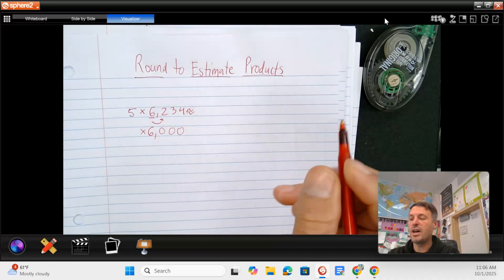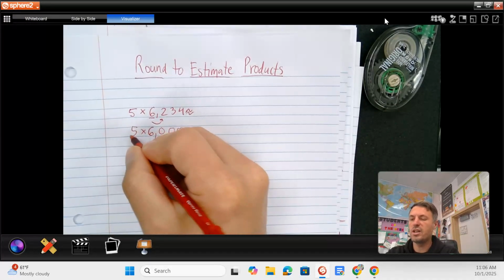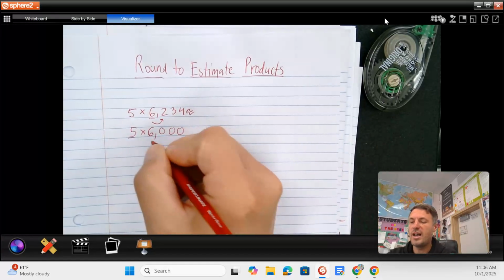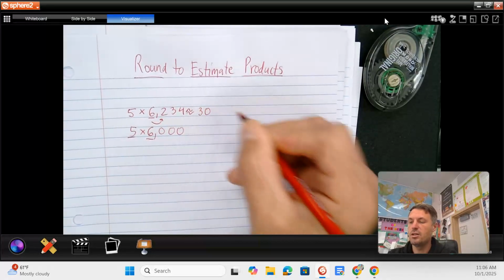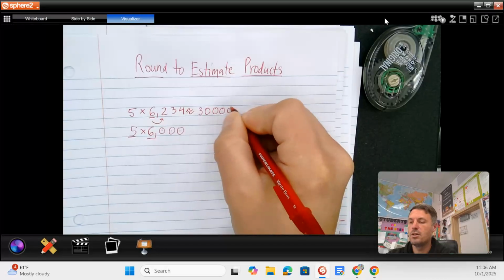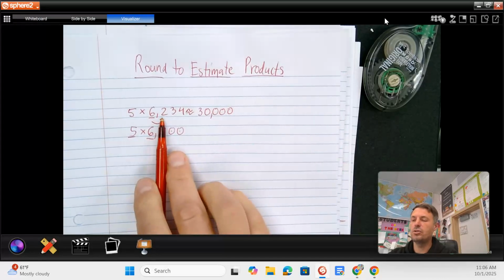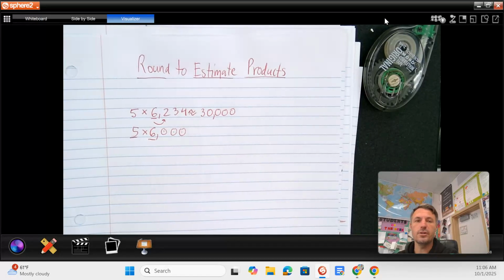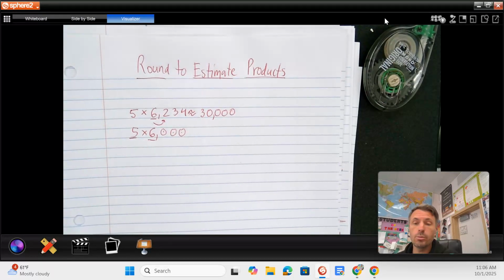So now instead of 5 times 6,234, we just have 5 times 6,000. And 5 times 6 is 30. And then we just have to take these 3 zeros here, 1, 2, 3 zeros, and add them to the right of that. So 5 times 6,234 is about 30,000. And that's all you're doing in today's lesson. You're multiplying a one-digit number by a larger number, and you're just rounding that larger number to the greatest place value position before multiplying it by the one-digit number to find an estimate or an approximate answer or an answer that's around the exact answer.